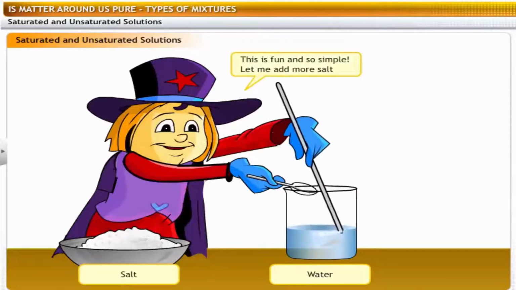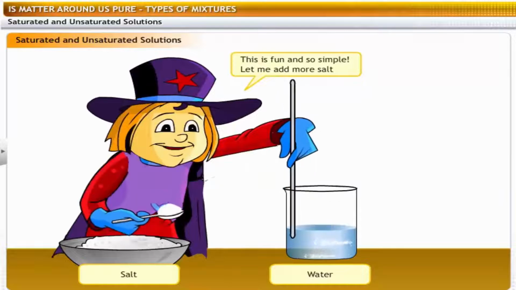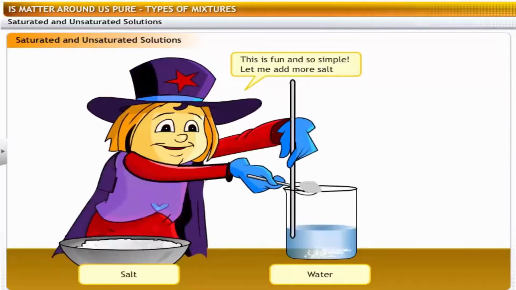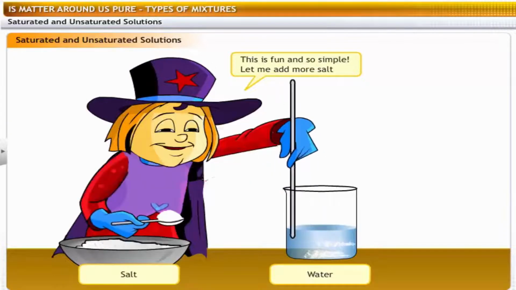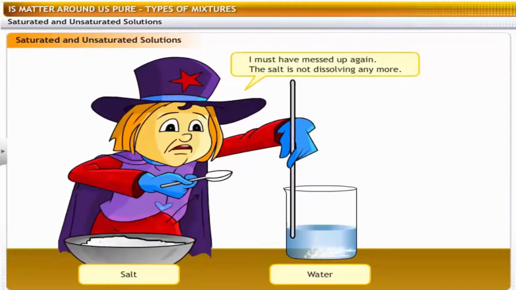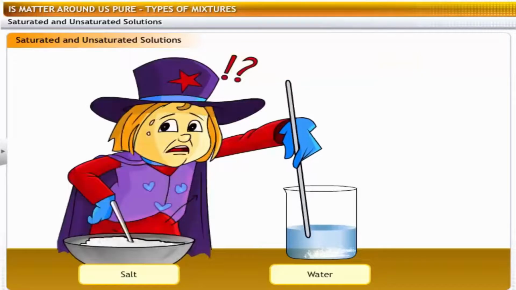This is fun and so simple. Let me add more salt. I must have messed up again. The salt is not dissolving anymore.